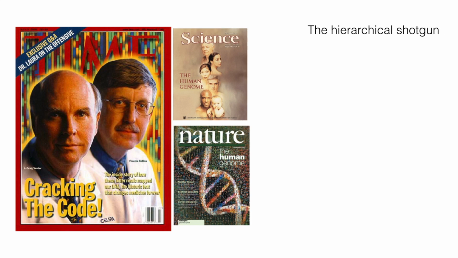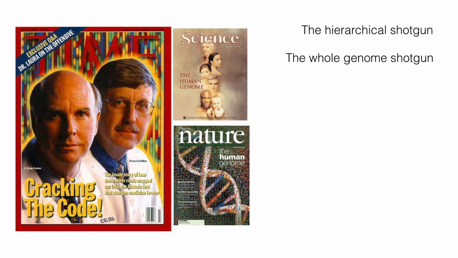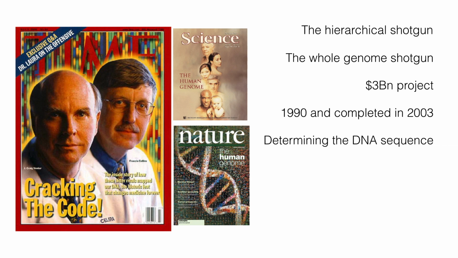One was the hierarchical shotgun approach by Francis Collins and his government-supported effort, and the other was the whole genome shotgun assembled genome by the private group led by Craig Venter. The HGP was a 13-year-long, publicly funded, $3 billion project initiated in 1990 and completed in 2003, with the objective of determining the DNA sequence of the entire human genome.